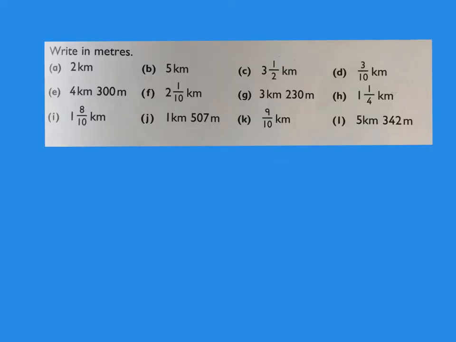Right, so we're just going to use the information that was included in the previous slide to help us answer these questions, okay? Each question is asking you to write down your answer in meters. If I look at A, for example, what is A in meters? A in meters is 2,000 meters, okay? Because 2 kilometers is 2,000 meters. 5 kilometers is 5,000 meters.